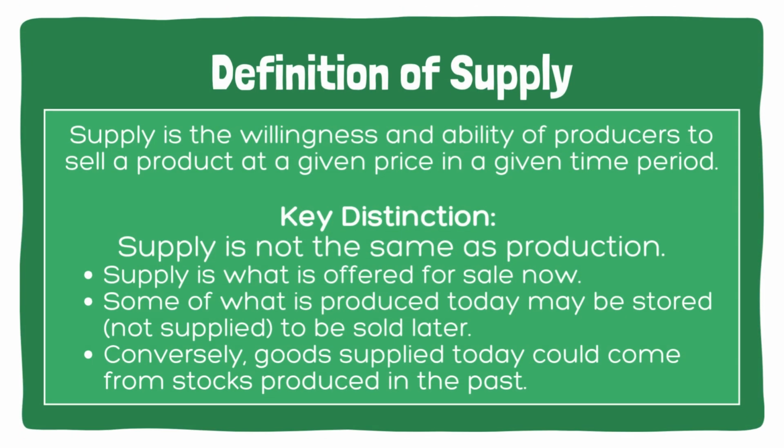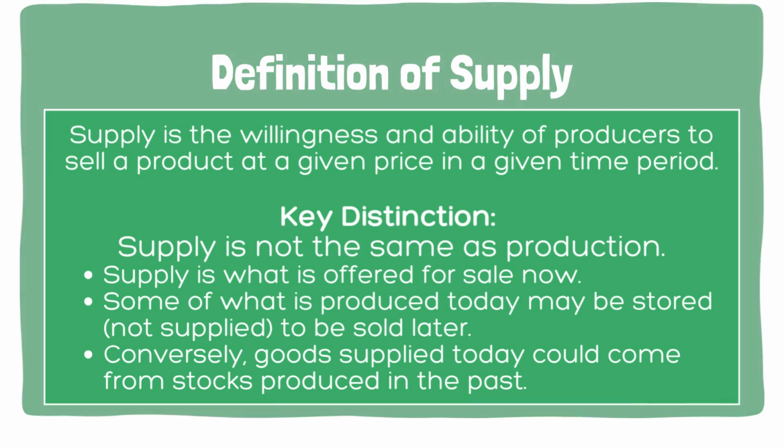Supply refers to the willingness and ability of producers to sell a product. It's important not to confuse supply with production, as they're not the same thing. Production influences supply, but they differ, because not everything produced is sold immediately. For example, some goods produced today might be stored for future sales, while some products sold today may come from existing stock. Therefore, supply focuses on what is actually available for sale in the market, not just what is produced.